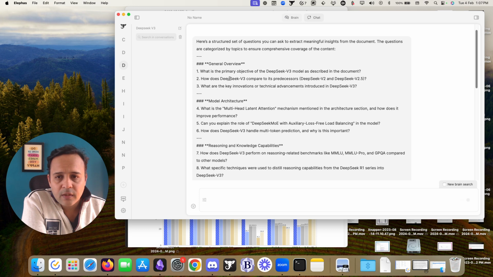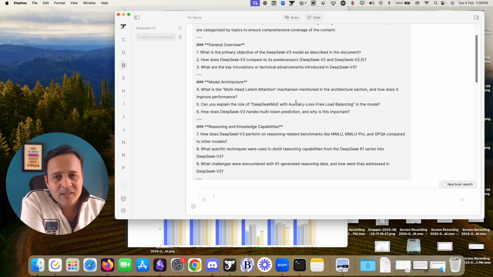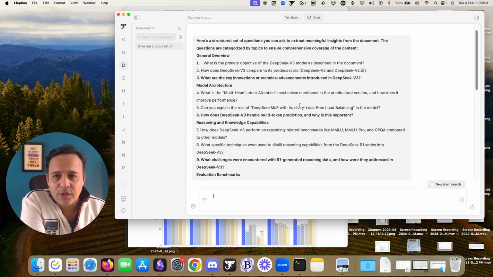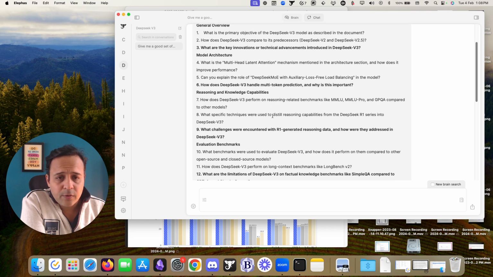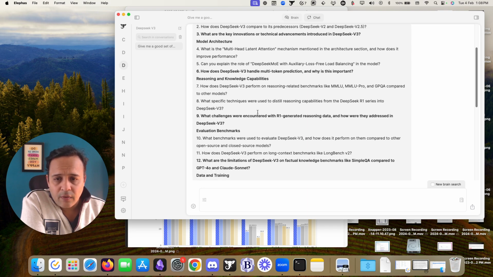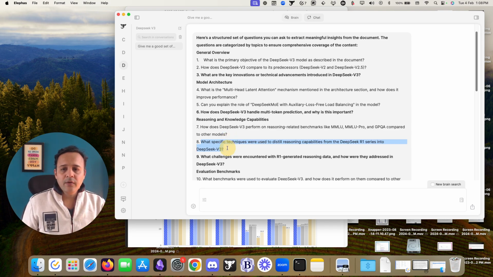What is the primary objective? How does DeepSeek compare to predecessors? What are the key innovations? So multi-headed latent attention, this is interesting. Can you explain the role of DeepSeek MOE with the auxiliary loss-free load balancing? This is all model architecture. This is fine. I'm not really interested in the technical details as much, at least not in these details. How does DeepSeek relate to benchmarks? Interesting. So let's go with: what specific techniques are used to distill reasoning capabilities from DeepSeek R1 into DeepSeek V3?